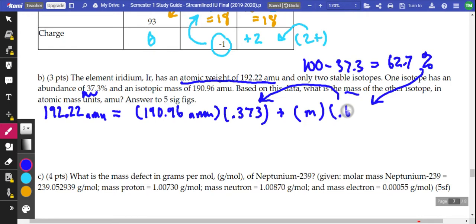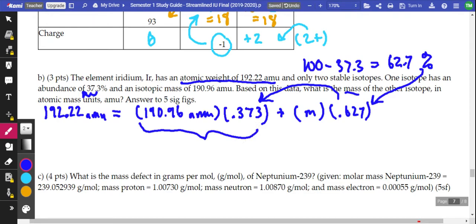So 0.627 is going to be that number I plug in there. Now I just have to solve for m, and it's just algebra from this point. The hardest part is remembering how to set this up, where to put the numbers in the right places, and then it's just math from there. So if I take 192.22 divided by 190.96 divided by 0.373, oh wait, hold on, I'm getting ahead of myself. Let's multiply these two together.